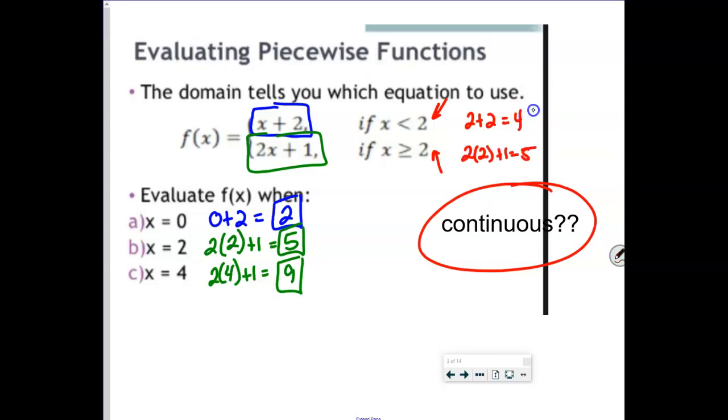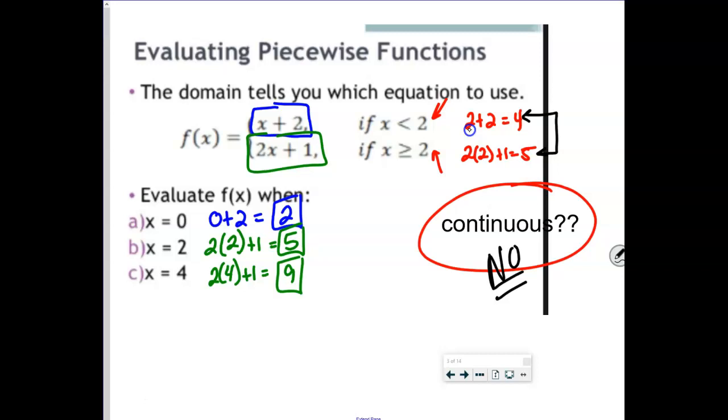Here's how you can tell if they're continuous. Do they meet up? Do they match up? 4 is not 5. So is it continuous? No. There seems to be some sort of a jump or a break at x equals 2, which is the boundary line. So the pieces of the piecewise function are not meeting up.